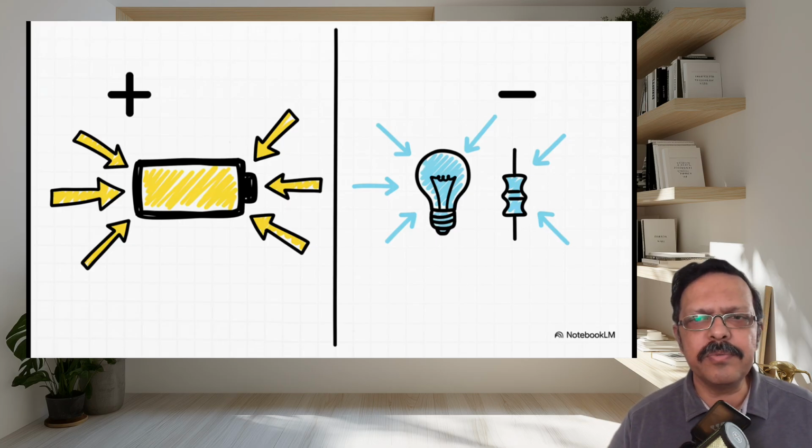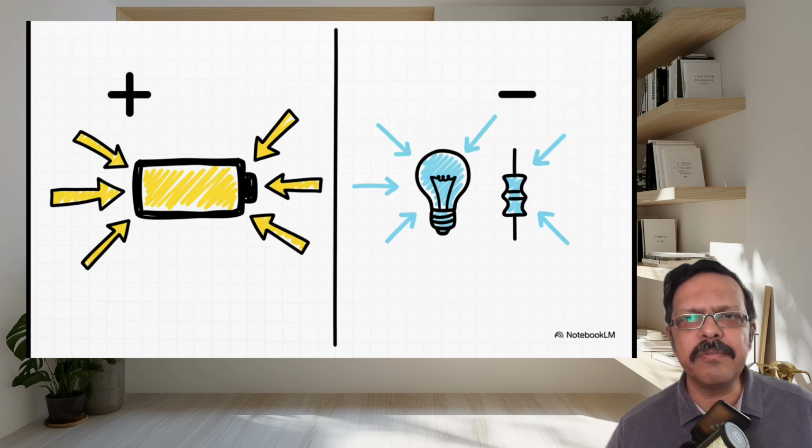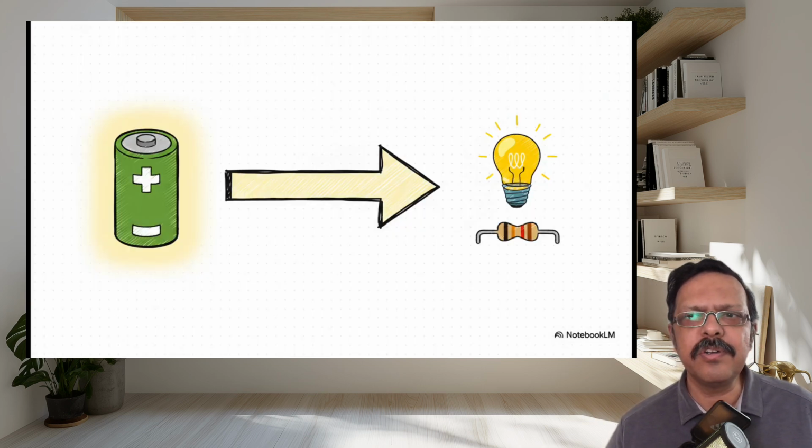Nothing appears out of nowhere, nothing disappears. It's all there. So this simple idea forms the backbone of all circuits, laws, and calculations. It leads us straight into two of the most powerful tools in electronics: Kirchhoff's laws.